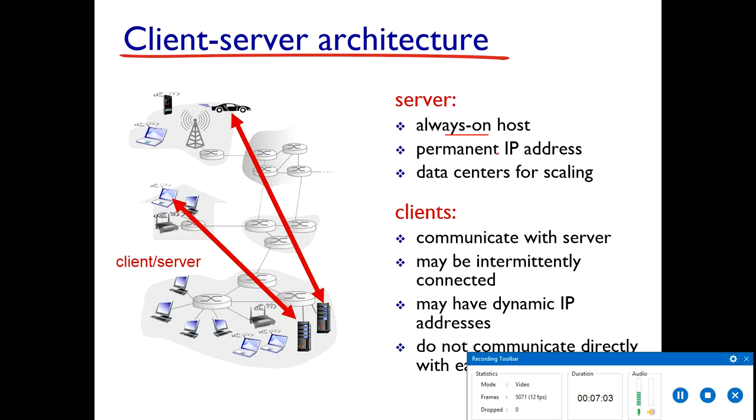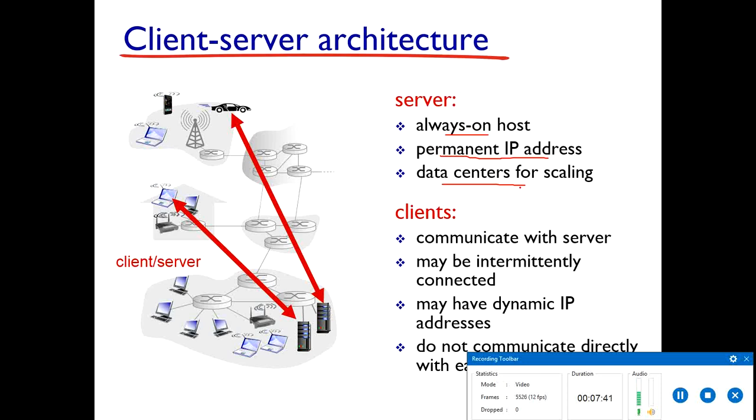So whenever you try to open Google, you send a request to the web server. The web server machine is always on. It listens to your request and then responds by loading the object on your machine. Now, in client-server architecture, clients do not directly communicate with each other. Also, the servers have permanent IP addresses, and they are basically data centers for scaling. Right? So the clients do not directly communicate with each other.